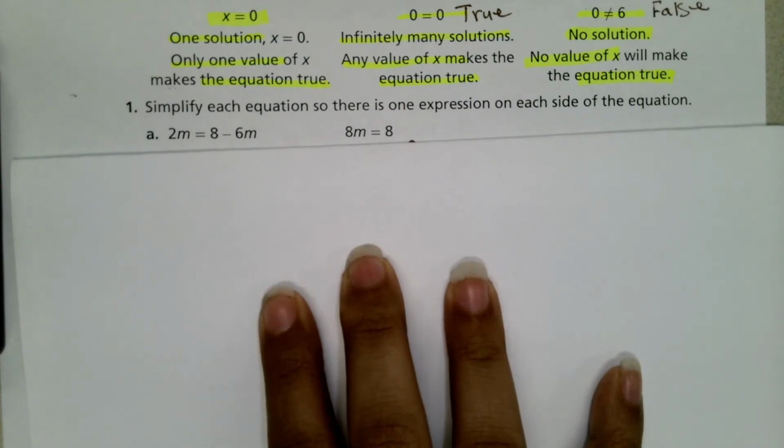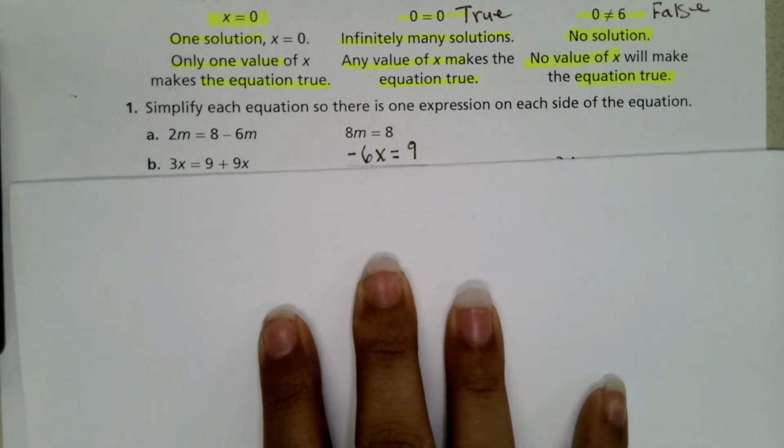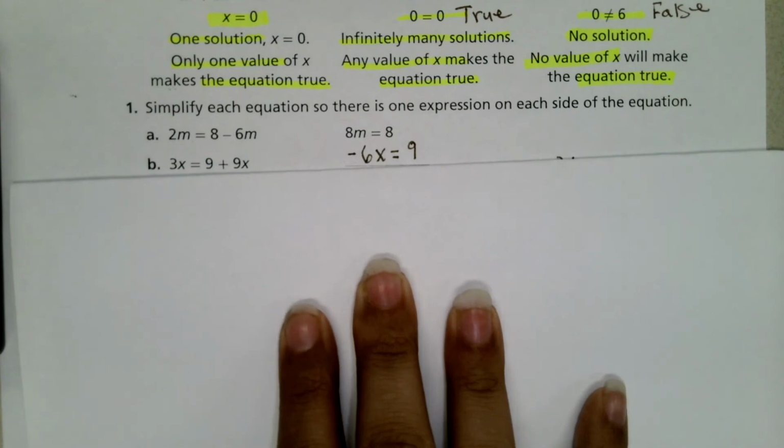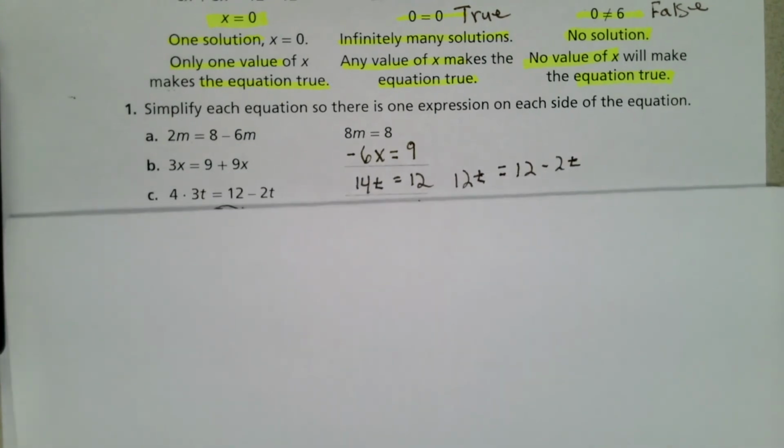Here, we got 4 times 3t. That just means 12t, right? So we're going to subtract 2t. Nope, we're going to add 2t. See, easy to make the mistake. Add 2t on each side and get 14t equals 12.